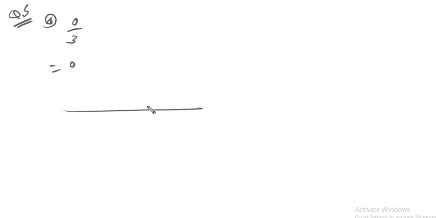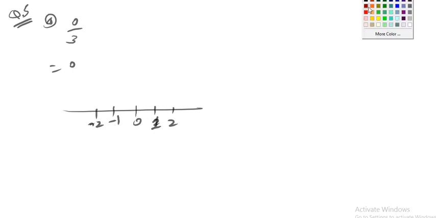Now come to the next question. Question number 5. It is a good question. Draw the number line and mark the following rational numbers on it. So first, A is 0 upon 3. So 0 upon 3 will be equal to 0. So you can just draw here 0, 1, 2, and here minus 1, minus 2 will come. So you can just mark here that it is our 0, because 0 upon 3 will be 0.